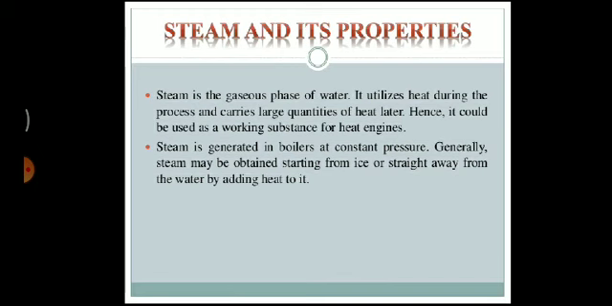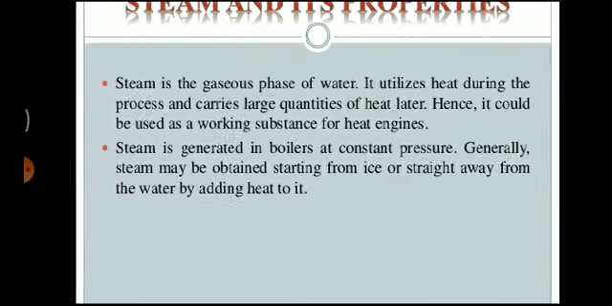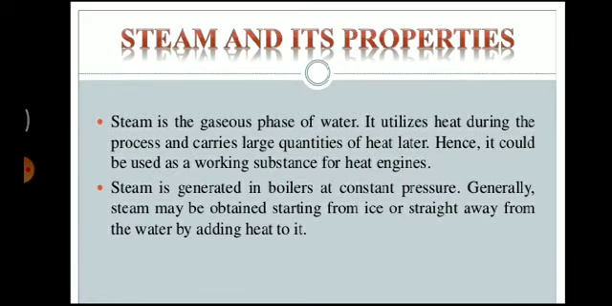How is it obtained? A large amount of heat energy is given to water, and steam is generated by giving heat. It could be used as a working substance for a heat engine. Steam is generated in a boiler at a constant pressure. Generally, steam may be obtained starting from ice or straight away from water by adding heat to it.